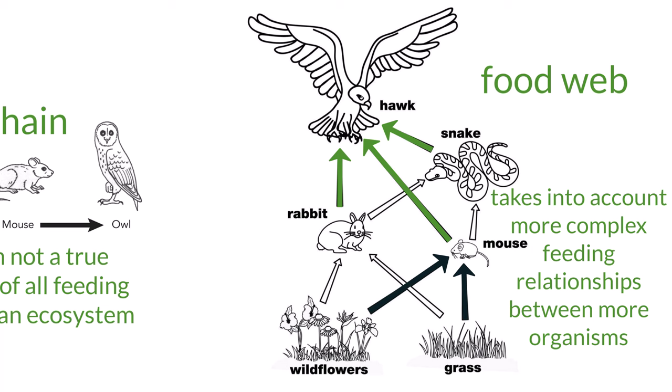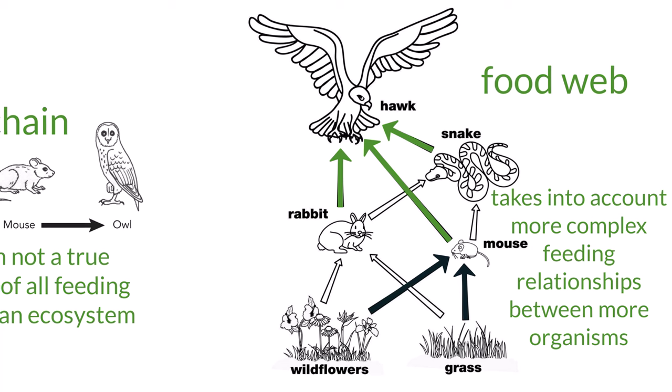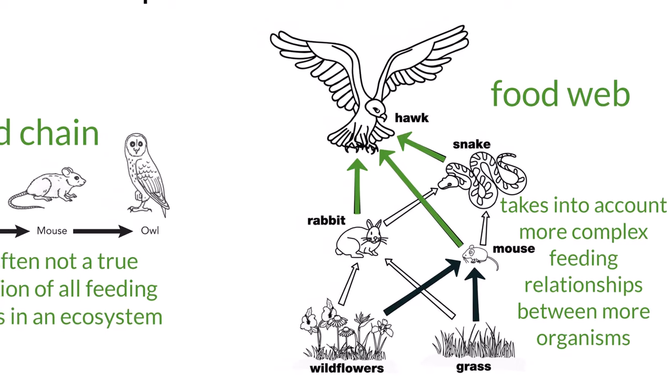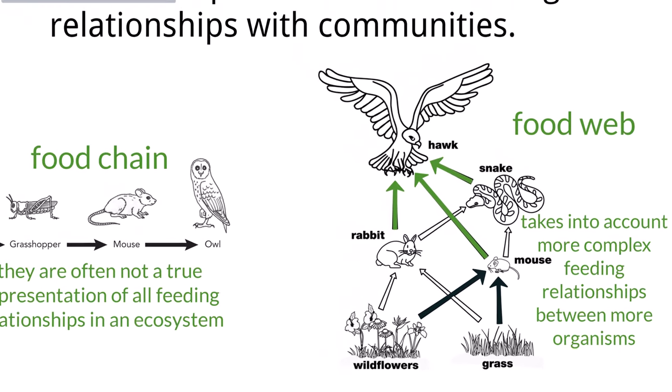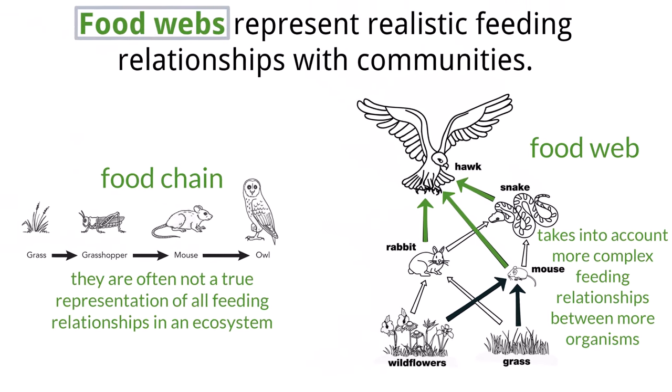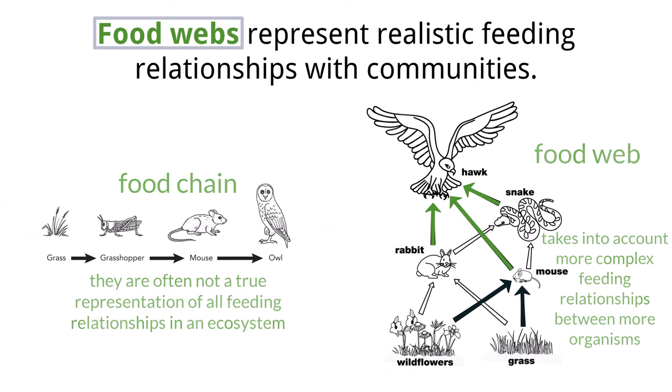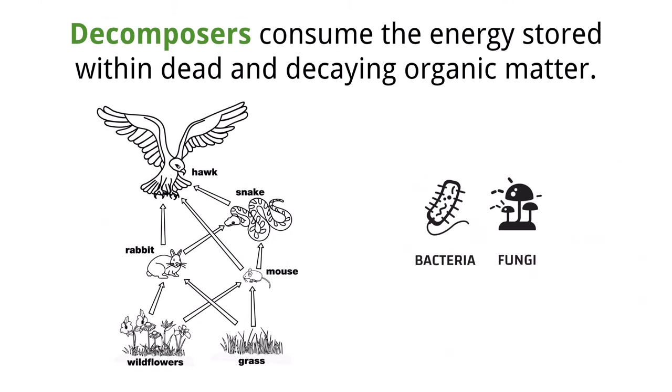This is more realistic as many organisms have more than one food source. The arrows in the food web, just like within a food chain, show the transfer of energy that is stored within that specific part of biomass being consumed. Energy is stored within carbon compounds in the cells and tissues of organisms, which we holistically refer to as biomass.